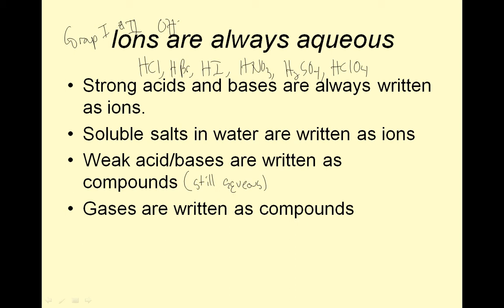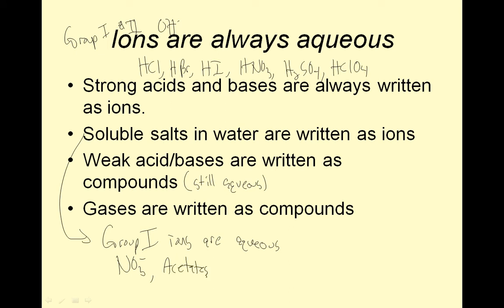Soluble salts in water are written as ions. There are very few solubility rules you need to know. The solubility rules you need to know are: group 1 ions are aqueous. Nitrates are aqueous. I should say nitrates. Acetates and NH4s are aqueous. If you know that, you get away with pretty much everything else.